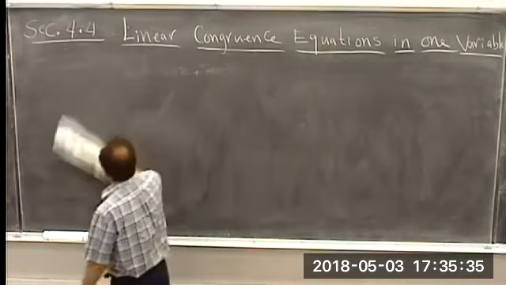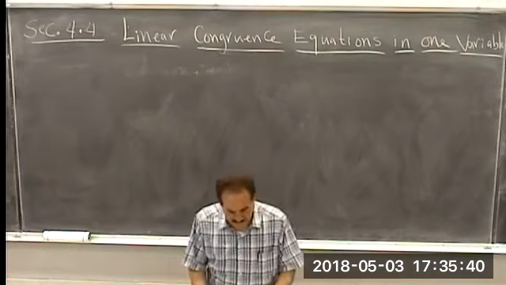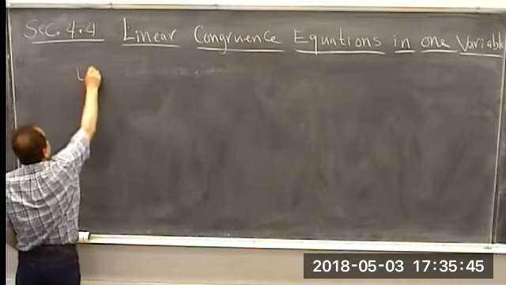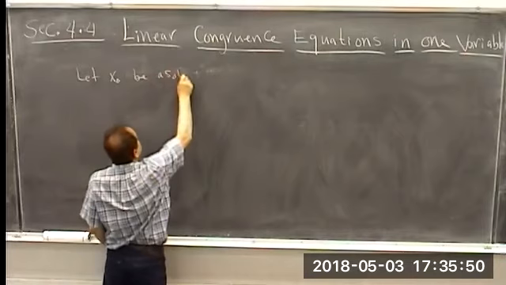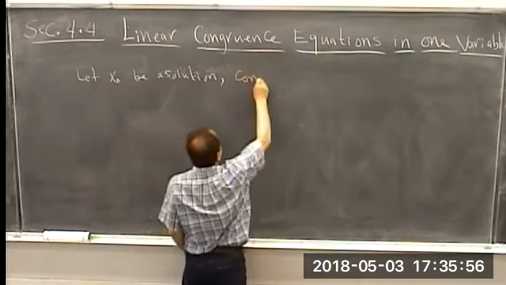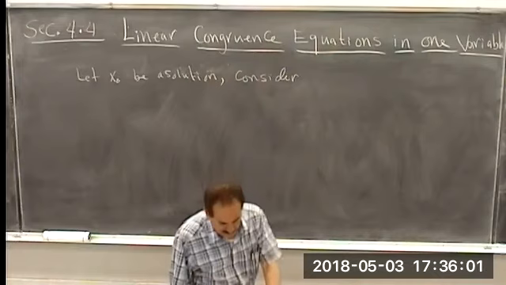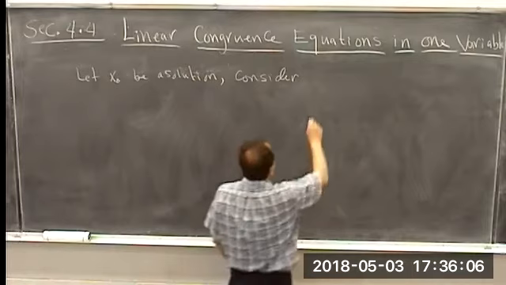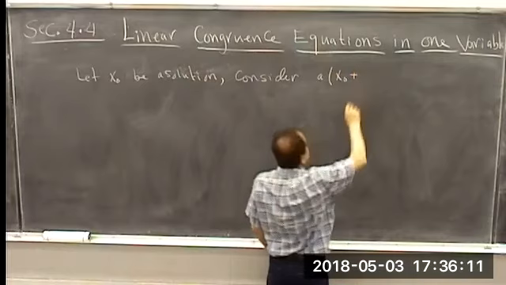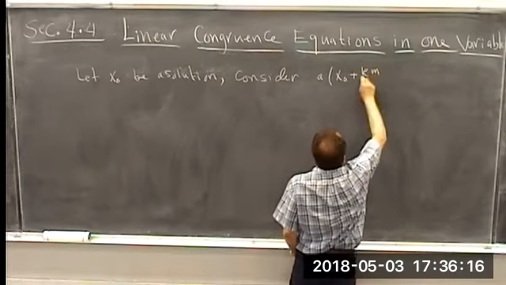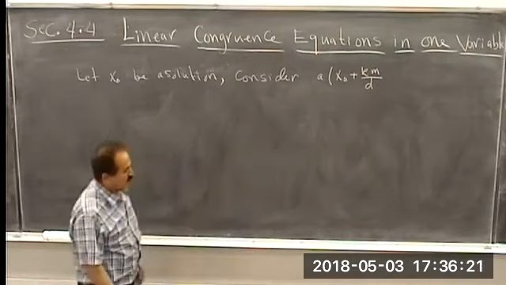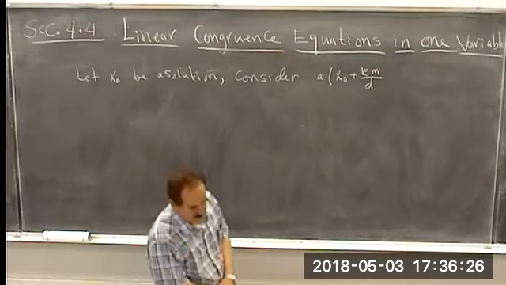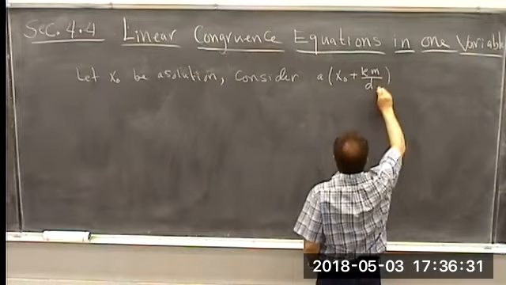Alright, and to do this, let x sub 0 be a solution, and we're going to consider this: a times x sub 0 plus k m over d. Since d is the greatest common divisor of a and m, m over d is an integer. I claim this is a solution, where k is any integer.